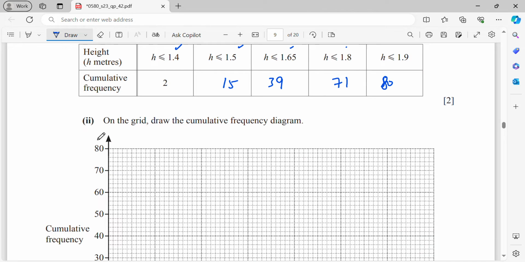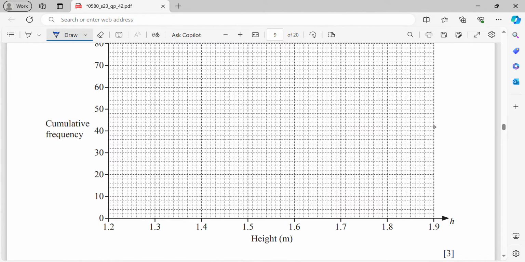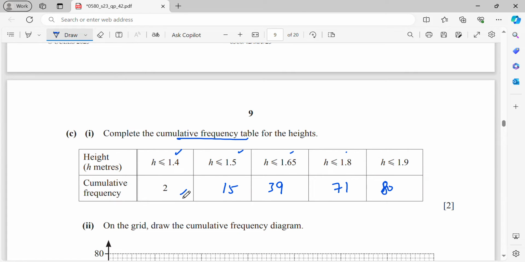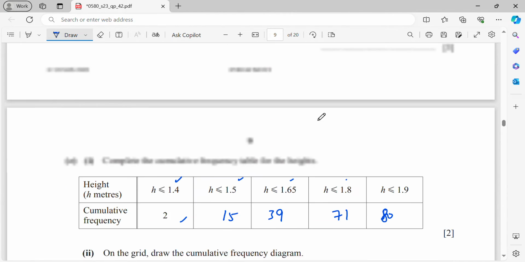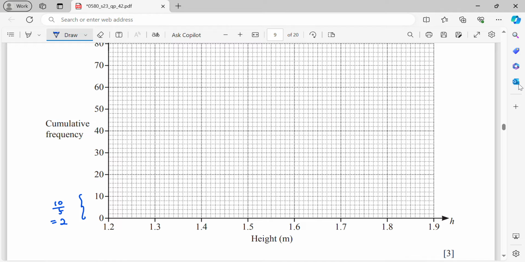Okay, then now part 2, on the grid, draw the cumulative frequency graph. So now the axis is already labeled, so h less than or equal to 1.4, cumulative frequency is 2. Now we know that the gap is 10 units, right? And shared by 5 squares. Each square represents 2 units. So to mark 2 on the vertical axis, I just need 1 square. And that is h less than or equal to 1.4. So 1 square. And then we always start from 0, right?